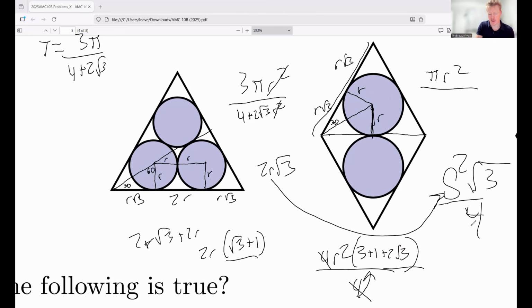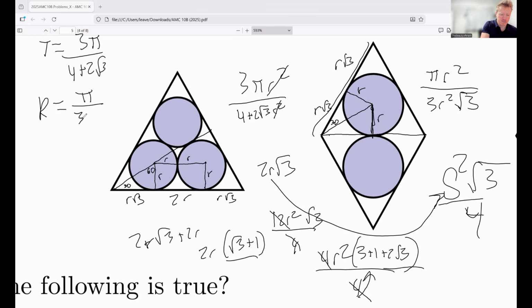So you're going to get 3R squared root 3. Think about that for a second. I'm going to get 12R squared over 4 times root 3. Yep, 3R squared root 3. Okay, so this is going to be your R. Your R is pi over 3 root 3. From this point, we will go look at the other one.